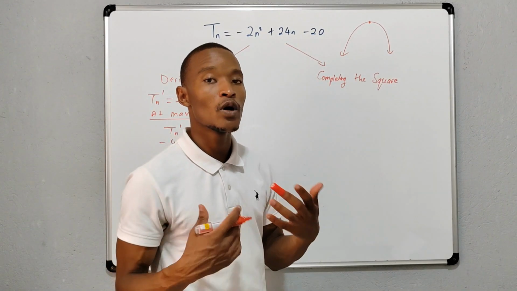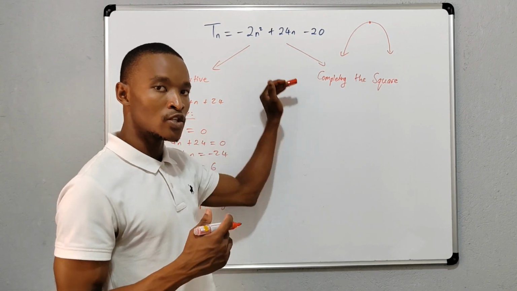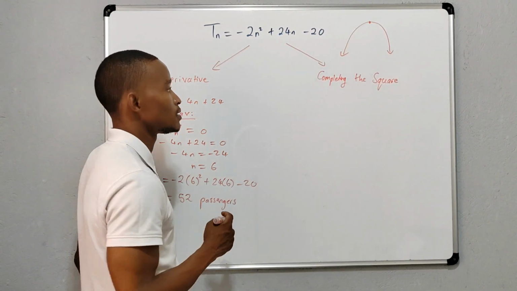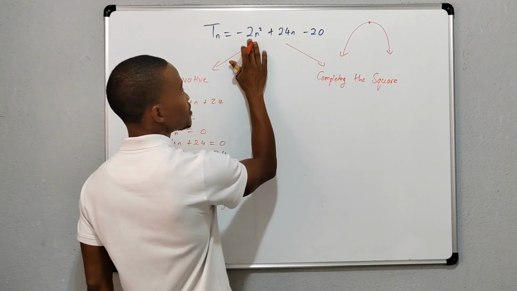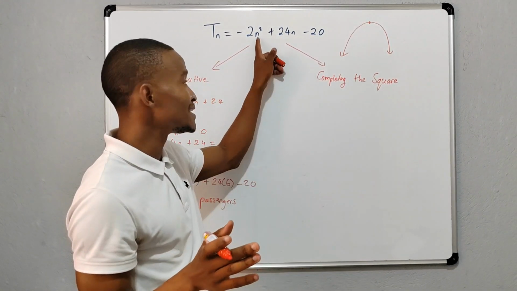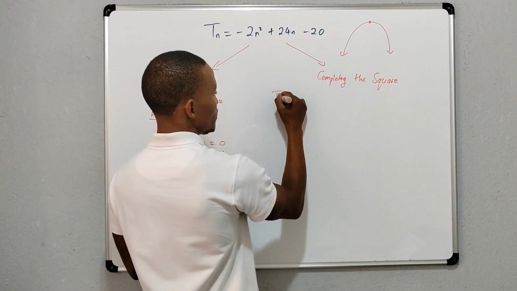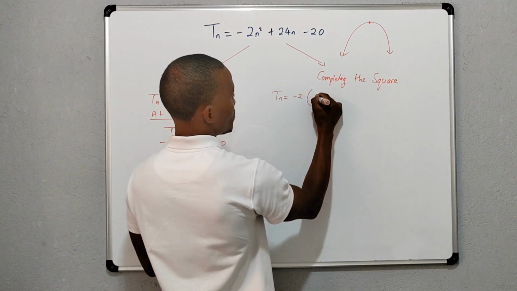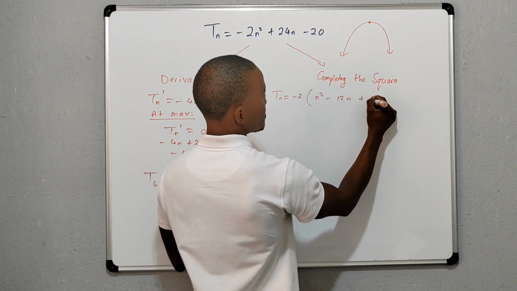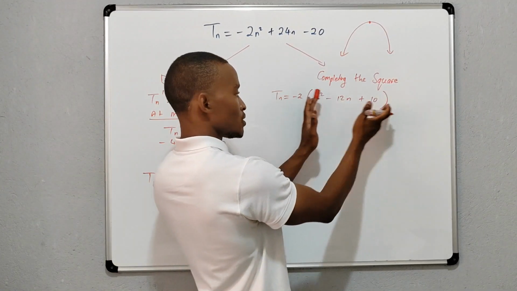This side, we can work with completing the square because we're going to take the standard format of a quadratic equation into a turning point format, which represents the turning point of the parabola. Okay, so what do we have? We have a coefficient of negative 2. First step of completing the square is to ensure that the coefficient of the leading term is 1. So it's not, we need to factorize. So Tn is equal to negative 2 times n squared minus 12n plus 10. Correct? So completing the square will happen within the brackets.